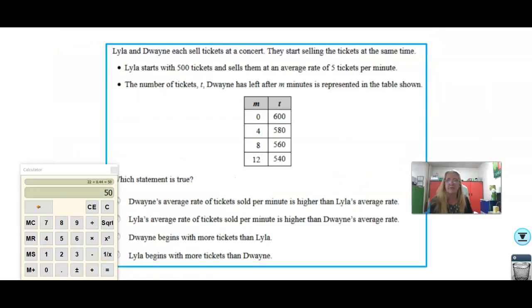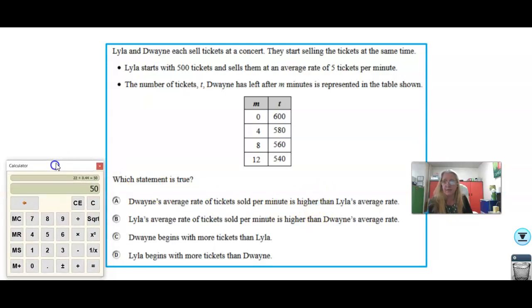What else do we have? Lila and Dwayne each sell tickets at a concert. This is going to be my last problem because I am approaching a half an hour and I didn't want this to go over half an hour.